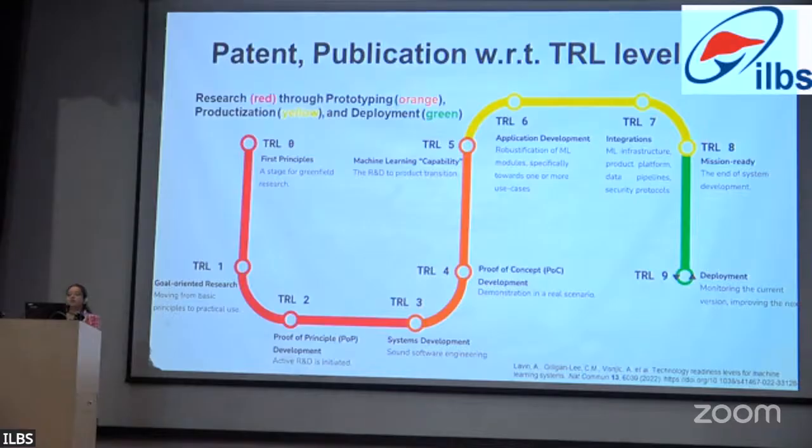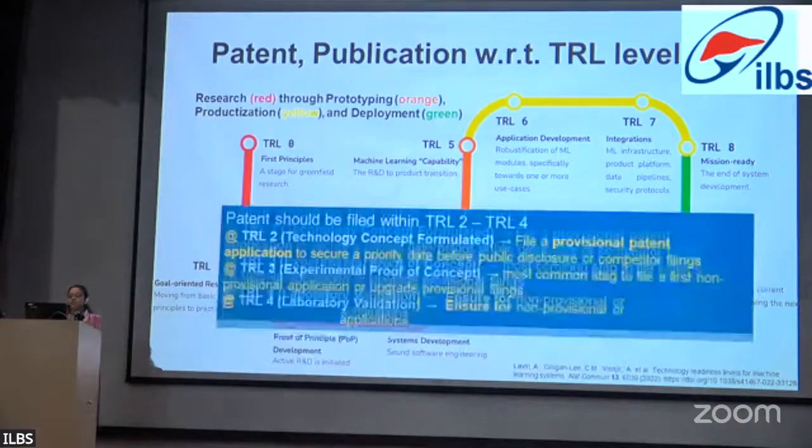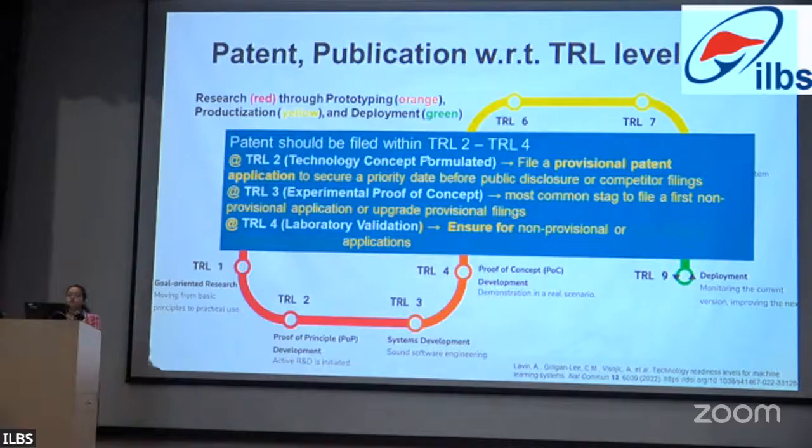After this, TRL 5, 6, 7 are application development, the validation phase, and then the deployment stage. So it is quite an advanced stage. We should do our patent filing at TRL 2 or 3, and at most we should file by TRL level 4, when we have the initial result in our hand, the proof of concept. We should remember this. And when we have published the paper or presented, it is already late for patent filing.